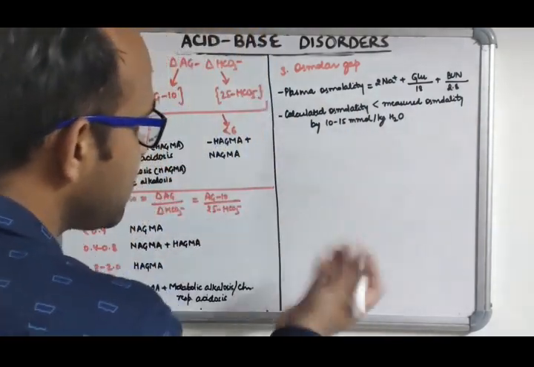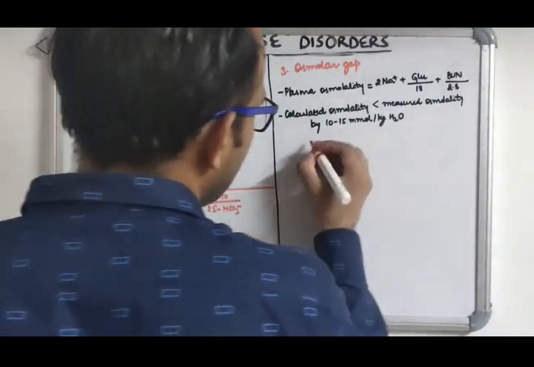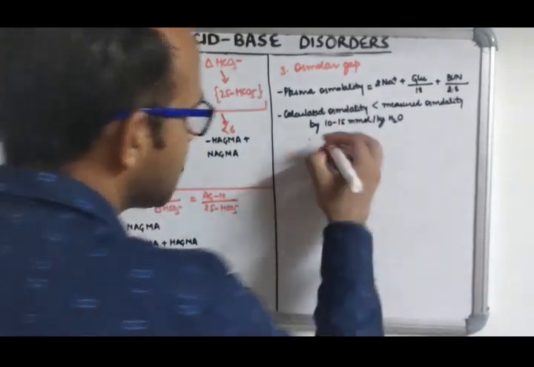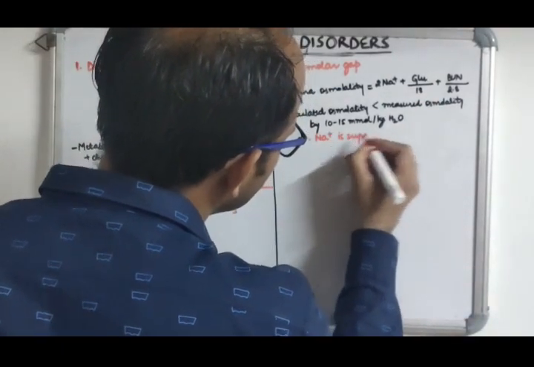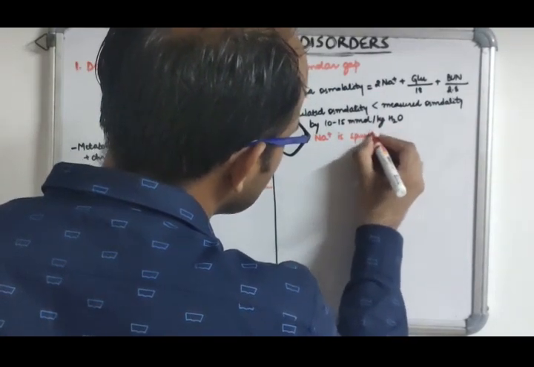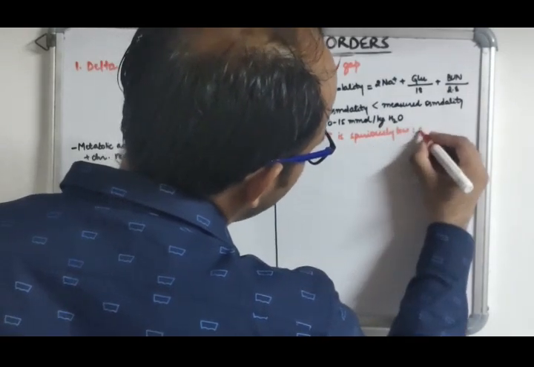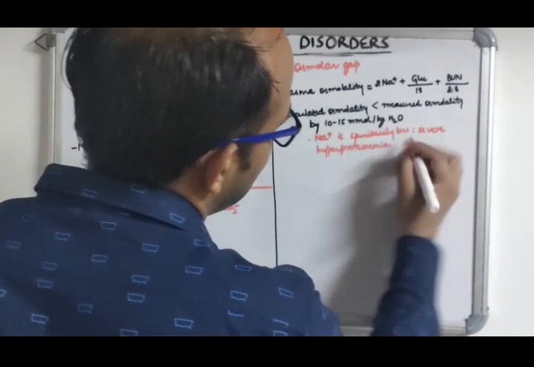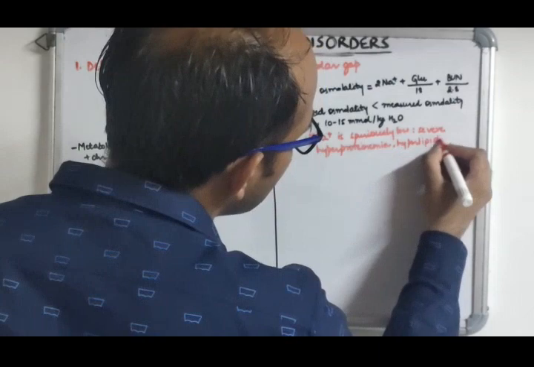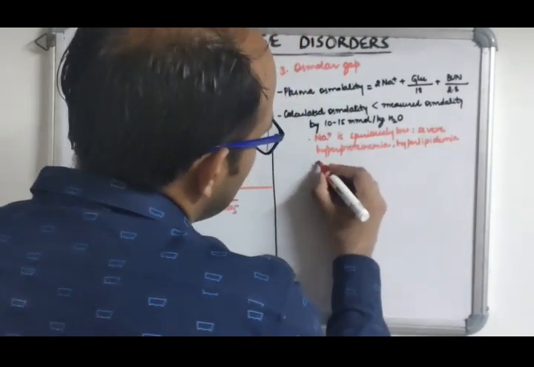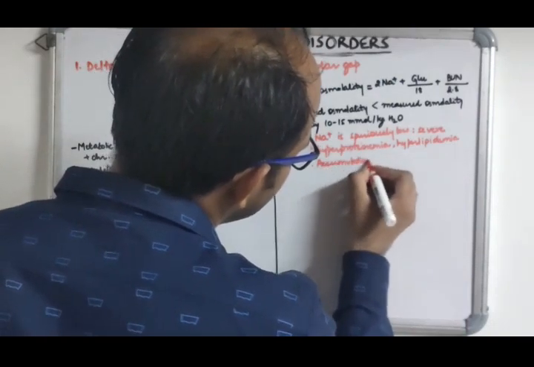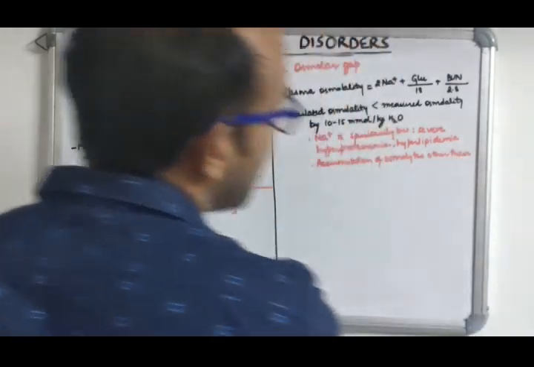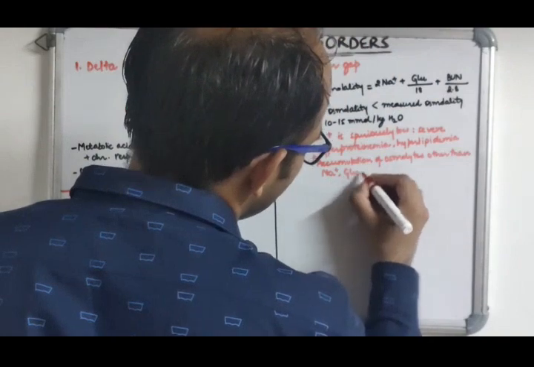So what are the conditions in which we can have this? I have told you, if sodium is spuriously low, the calculated osmolality will be lower than the actual osmolality, like in a patient of severe hyperproteinemia and hyperlipidemia, these are the causes of pseudohyponatremia, or if there is accumulation of osmolytes other than sodium, glucose and blood urea nitrogen.